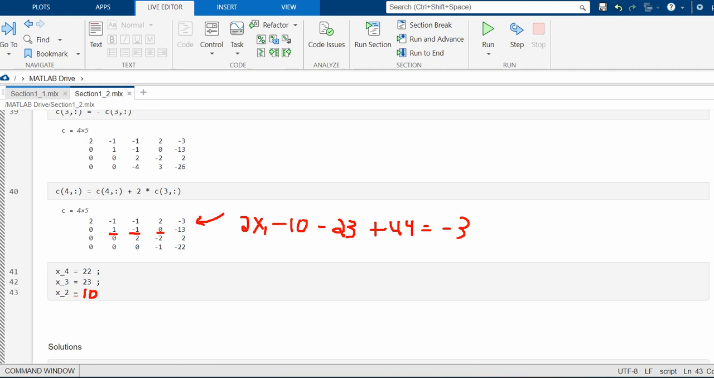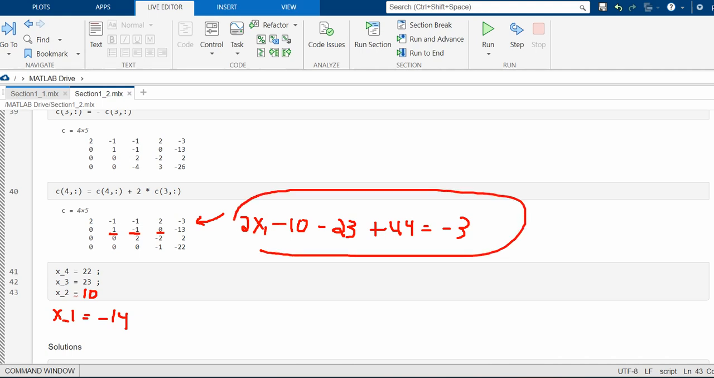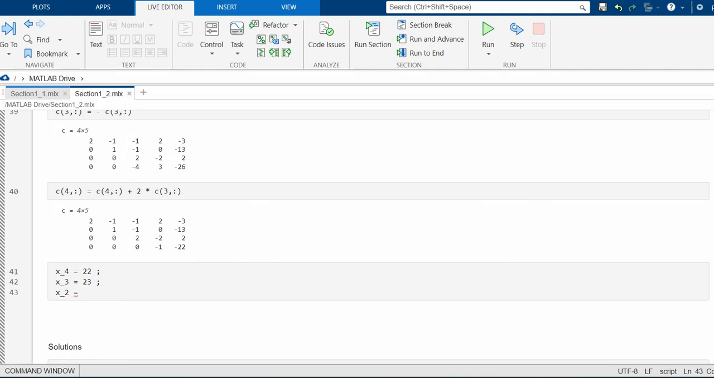Wow, so minus 10 and minus 23 is minus 33. Minus 33 plus 44 is positive 11. When I subtract 11 from both sides, I get that x sub 1 is equal to minus 14, I believe. Okay, so that's the process that I talked about, where we do REF first and then we back substitute. Now, it does involve some equation solving, but it's pretty straightforward. And if you need to, you can use MATLAB like a calculator to help evaluate some of this stuff, and not do it in your head.